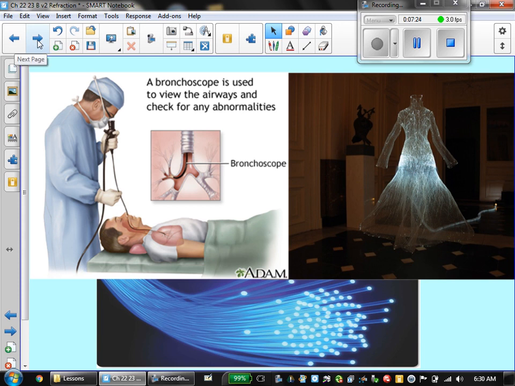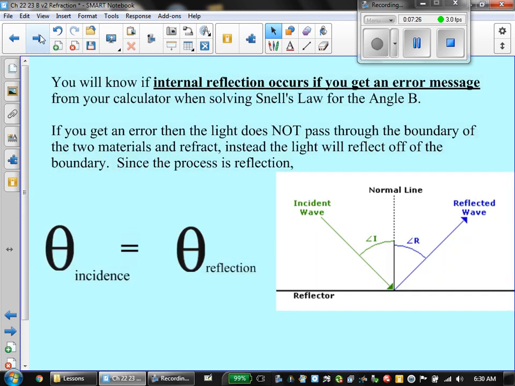Now, internal reflection has to obey the laws we talked about before. So if light is going to reflect, it's going to reflect at the angle of incidence, angle of refraction. And how we figure out when it's going to do this versus refracting is, again, using Snell's law.